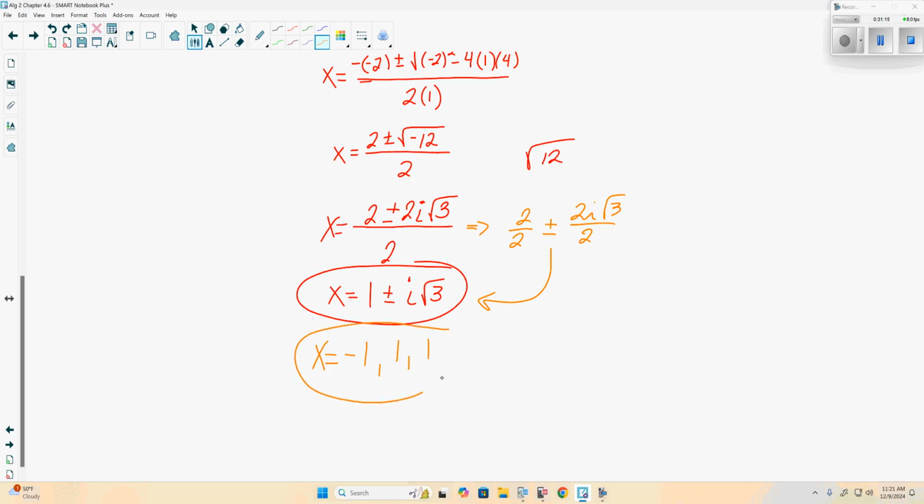So those are our last two, along with the 3 we found from graphing. So 1 plus or minus i square root of 3. Because 1 plus or minus i square root of 3 is technically 2 answers: 1 plus i square root of 3, 1 minus i square root of 3. It's just a simpler way to write the plus or minus so we're not having to write it out twice. Questions on any of this so far?